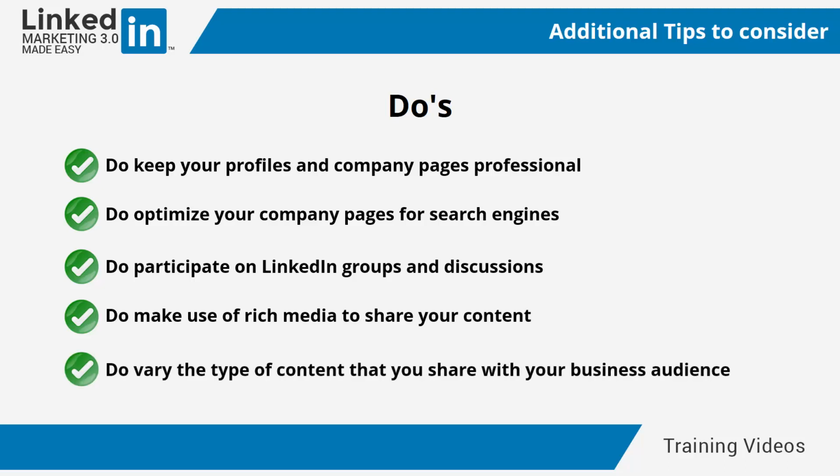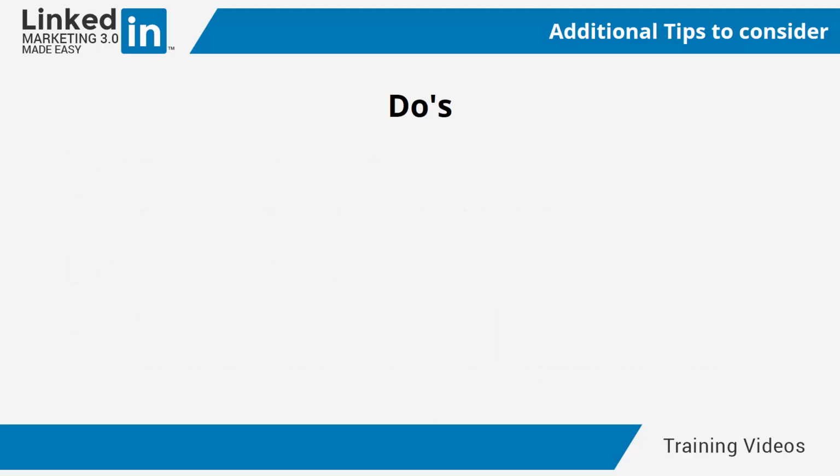Do vary the type of content that you share with your business audience. People can easily gravitate towards other companies if you only talk about your business. So consider sharing other types of relevant content, such as industry news and links to other pages.